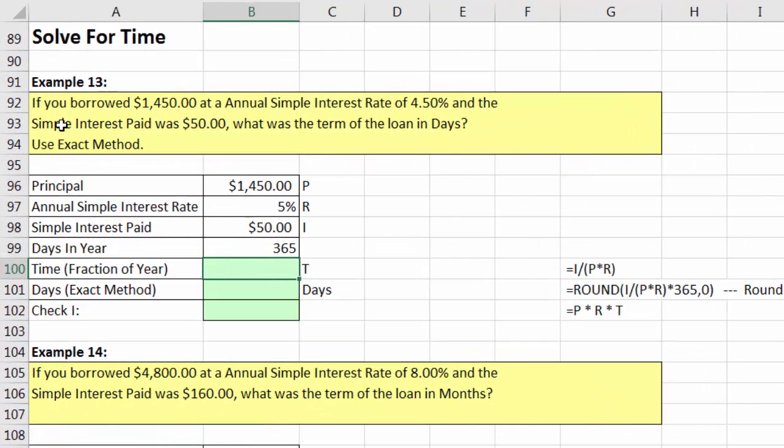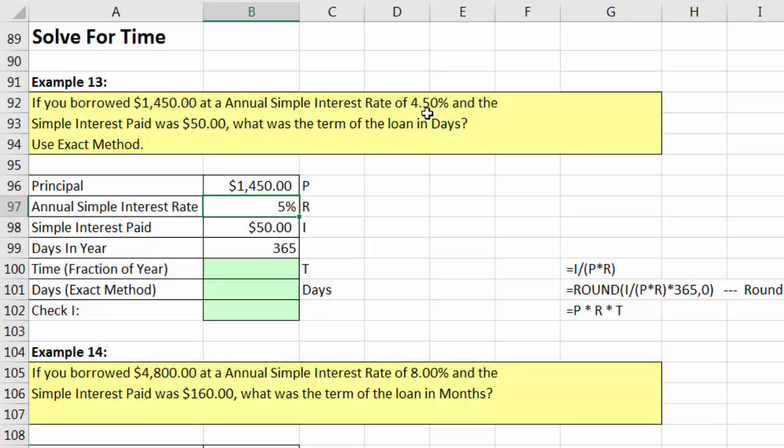All right, this example, if you borrowed $1,450 at a simple interest rate of 4.5%, and the simple interest you paid was 50 bucks, what was the term of the loan in days? Use exact method. All right, so 1,500, 5%.